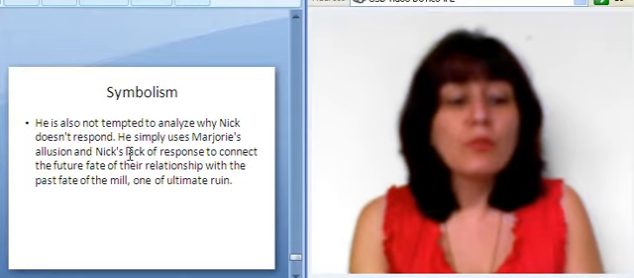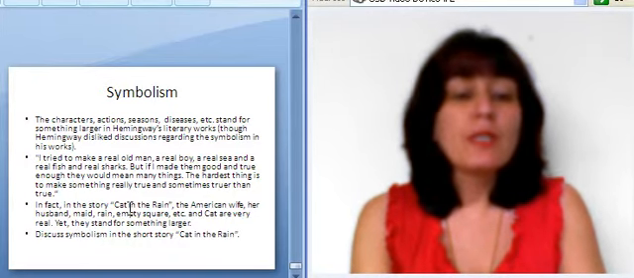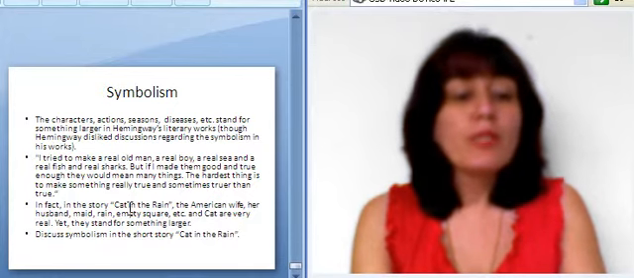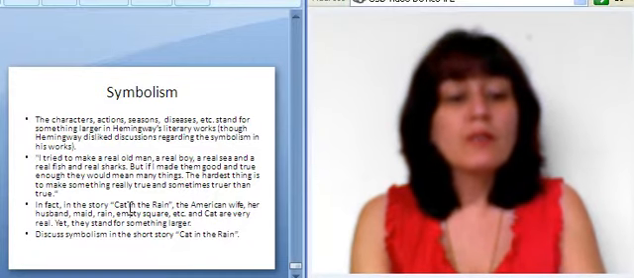The characters, actions, seasons, diseases, etc. stand for something larger in Hemingway's literary works, though, as we have already mentioned, Hemingway disliked discussions regarding the symbolism in his works, and he said, "I tried to make a real old man, a real boy, a real sea, and a real fish, and real sharks. But if I made them good and true enough, they would mean many things. The hardest thing is to make something really true, and sometimes truer than true."